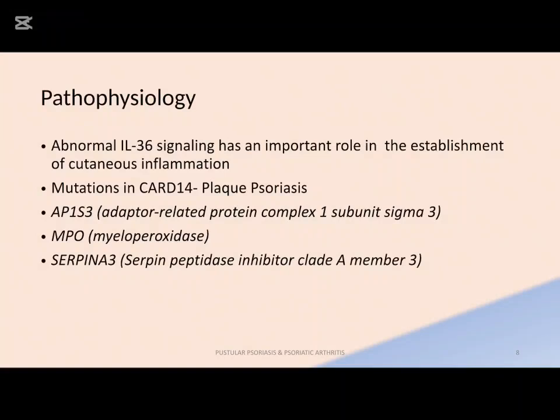Pathophysiology involves abnormal interleukin 36 signaling, which has an important role in the establishment of cutaneous inflammation. Mutation in CARD14 in plaque psoriasis is identified, and AP1S3 adaptor-related protein complex 1 subunit sigma 3, MPO myeloperoxidase, and SERPINA3 serpin peptidase inhibitor clade A member 3.